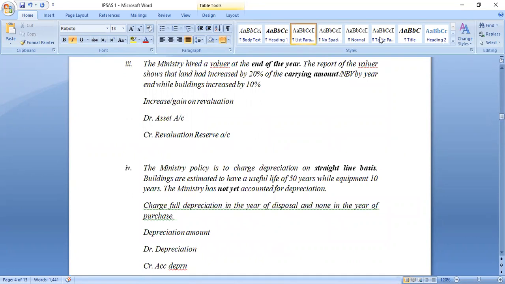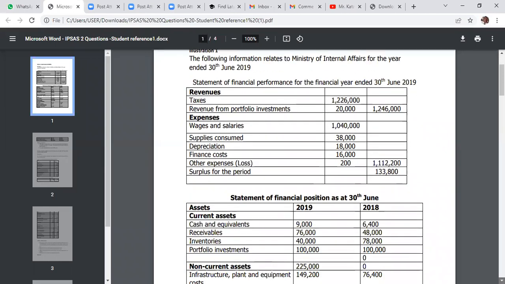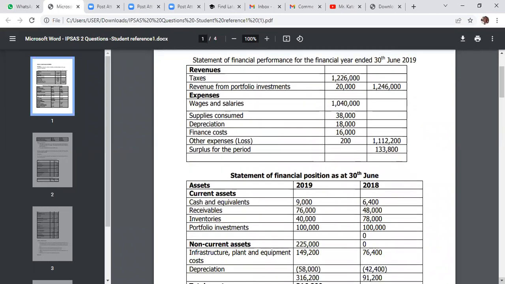So let's go to cash flows. The first question is what I want to discuss, and then we call it a night. It's taking really forever. It's already 11.